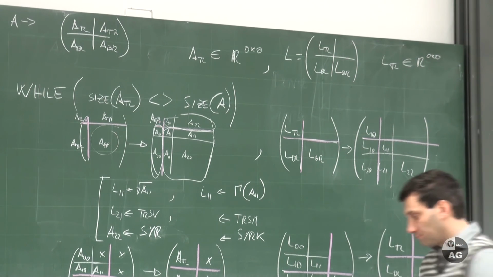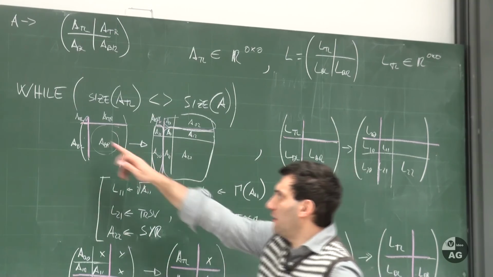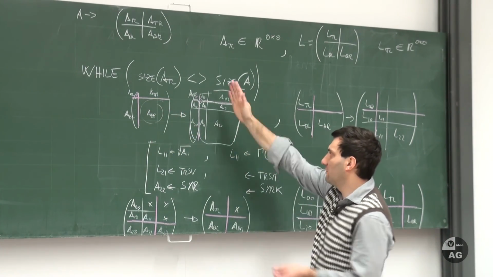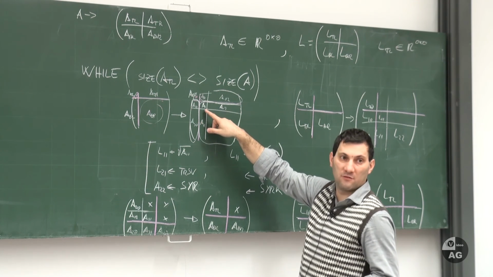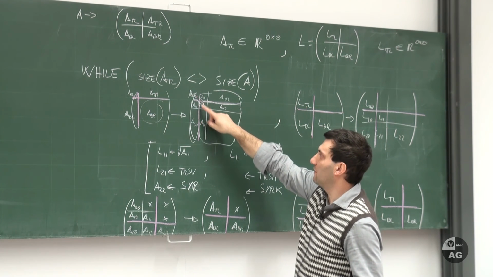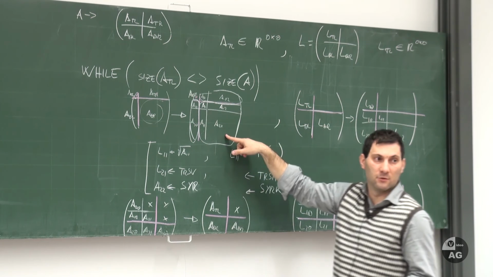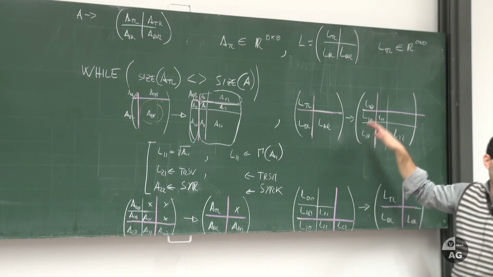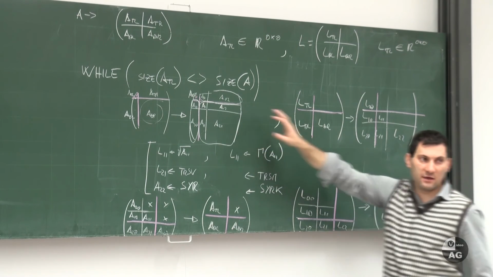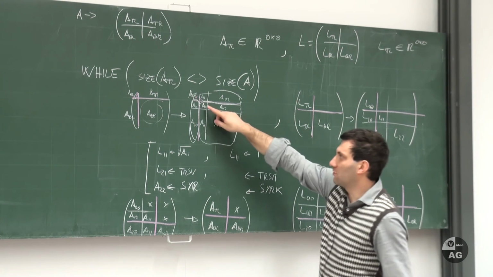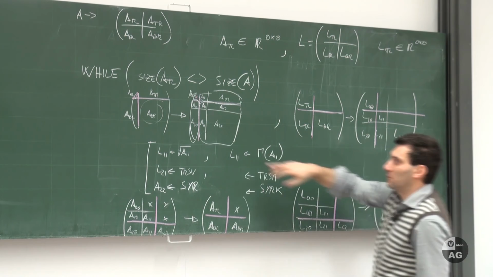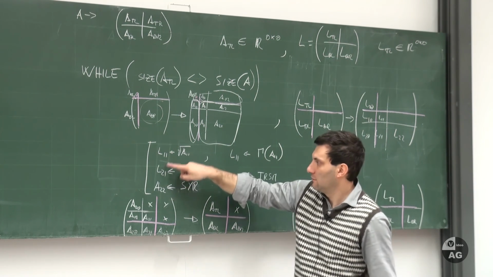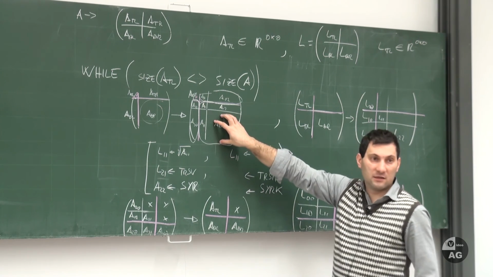Let's see what happened. We started with A top left that was empty. Everything was in A bottom right. We split A bottom right so that we exposed some diagonal object, A11, A21, A22. We have worked on A11, A21, and the same on L. Everything that we do on A, we do the same on L. We have worked on A11 to get L11. We have worked on A21 to get L21. See? And then we have updated A22.